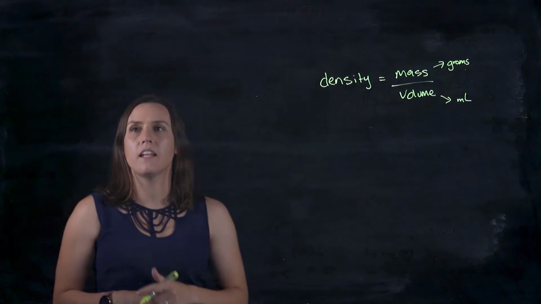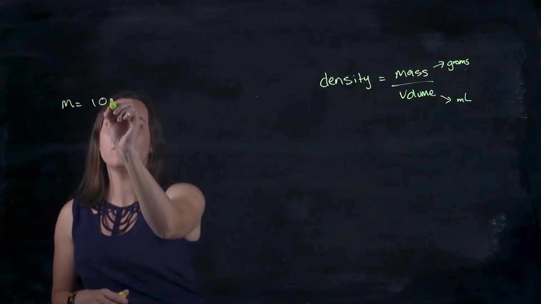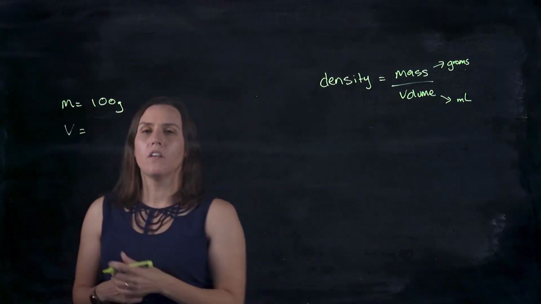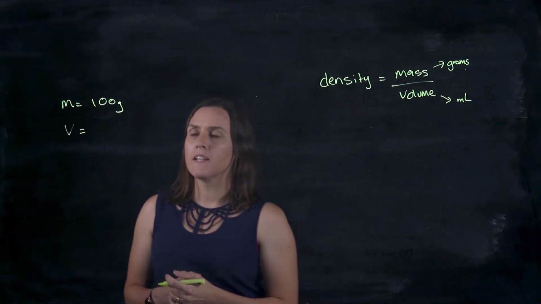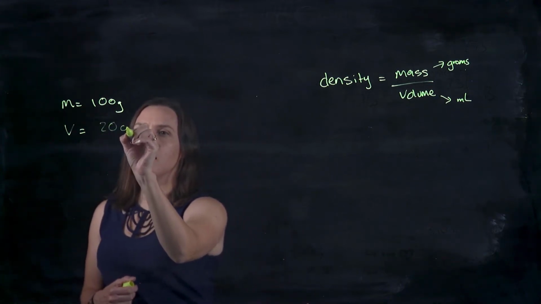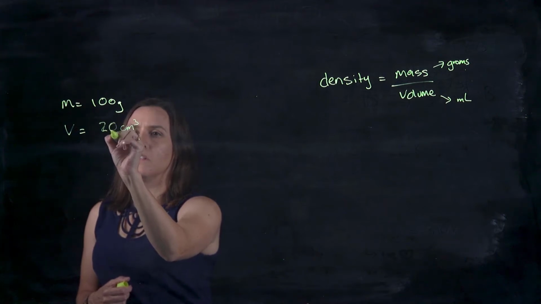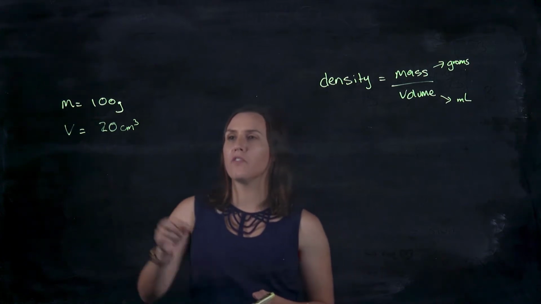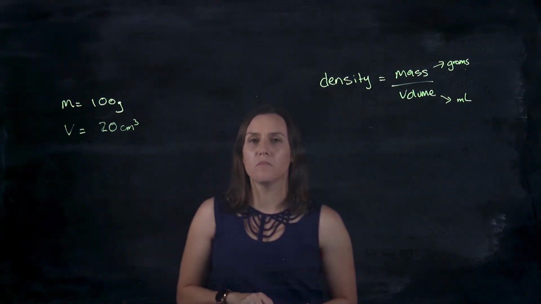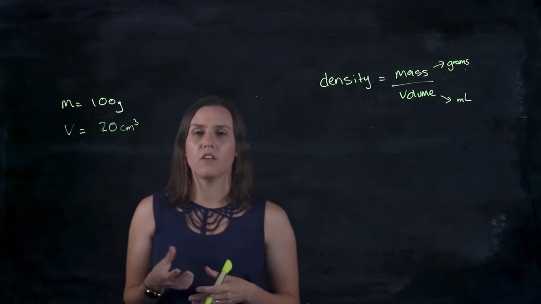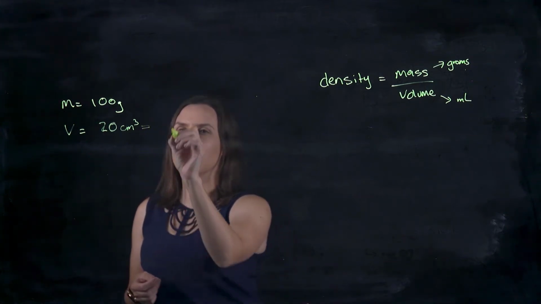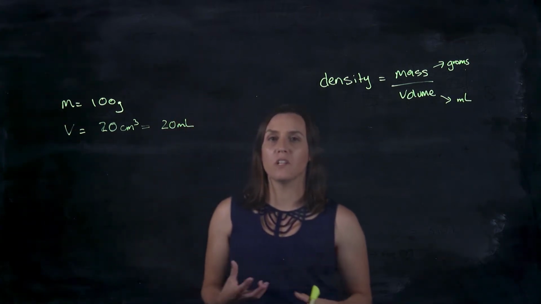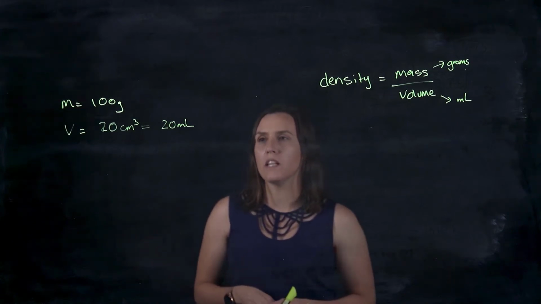So let's work out the density of a compound that has the mass of 100 and it has a volume of, let's say, 20 centimeters cubed. Okay, so in order to use my formula, I need to convert my volume into milliliters. So 1 centimeter cubed is actually 1 milliliter. So this is just 20 milliliters. Depending on what you're looking at, a solid or a liquid, they may use centimeters cubed or milliliters.